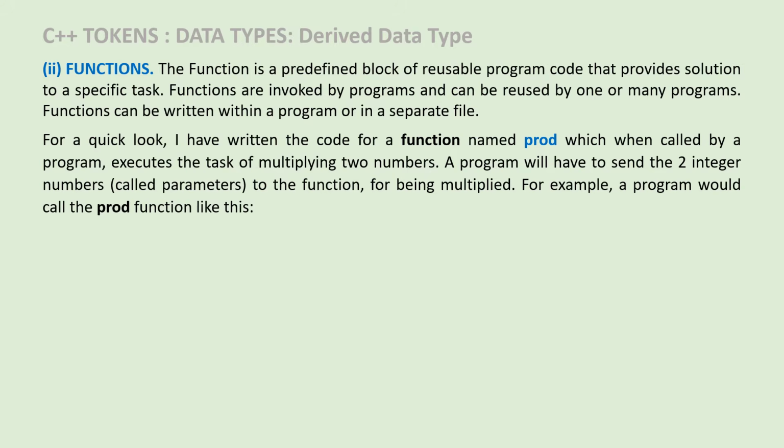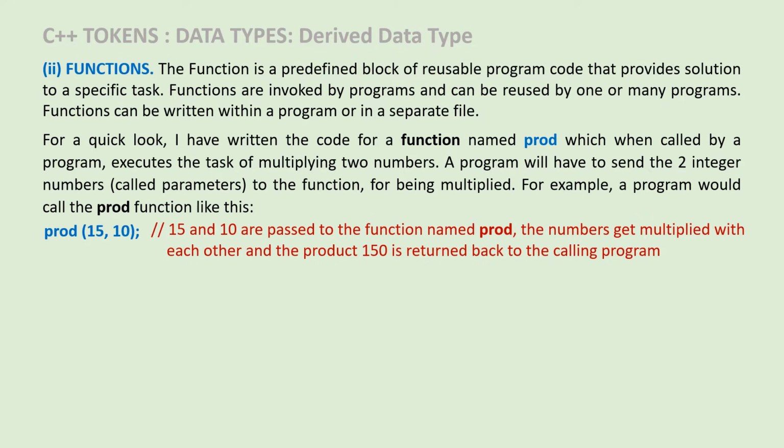A program will have to send the two integer numbers called parameters to the function for being multiplied. For example, a program would call the prod function like this. prod(15, 10). Here, 15 and 10 are passed to the function named prod. The numbers get multiplied with each other, and the product 150 is returned back to the calling program.